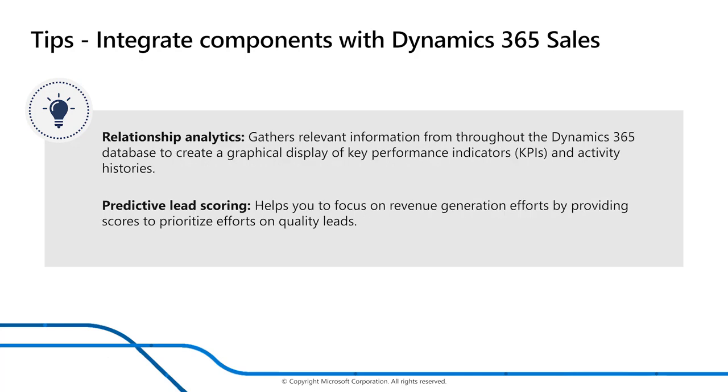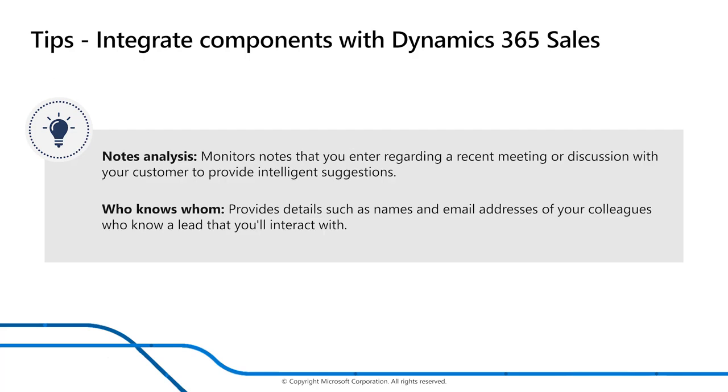Now, relationship analytics. This gathers relevant information throughout the Dynamics 365 database to create a graphical display of key performance indicators, say KPIs, and activity histories associated. We've also got our predictive lead scoring. Now, this helps you focus on revenue generation efforts by providing the scores to prioritize efforts on the quality leads.